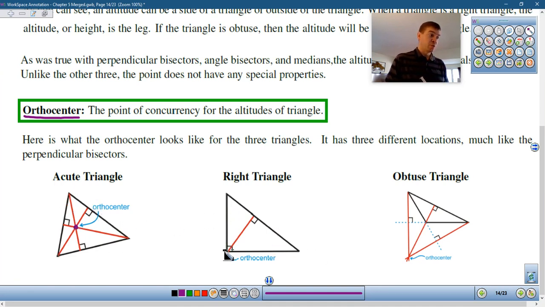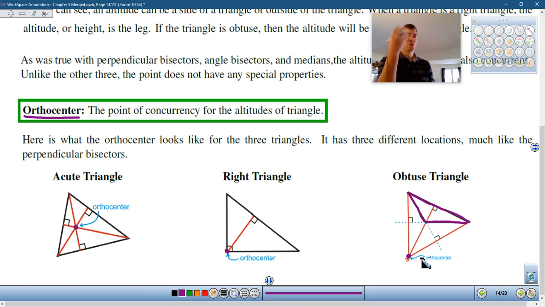On a right triangle, the orthocenter is on the triangle. And for this obtuse triangle, the orthocenter lies out here. This one looks a little bit hard to see because the altitudes create other triangles, and it's just hard to tell what the graphic is really saying.